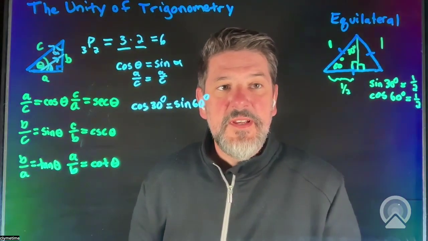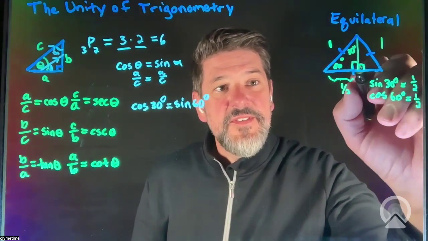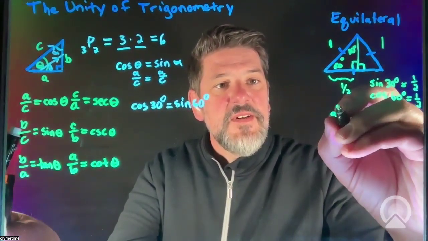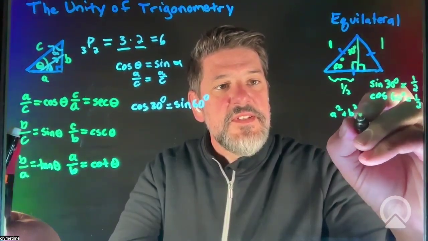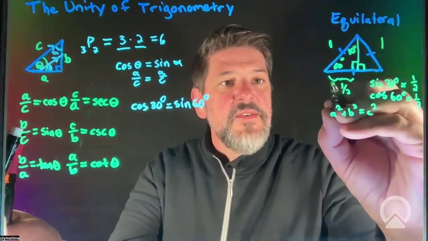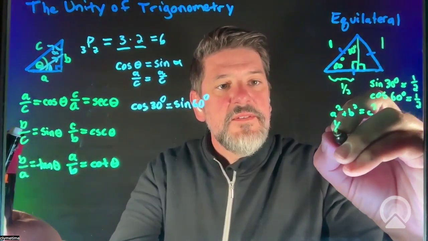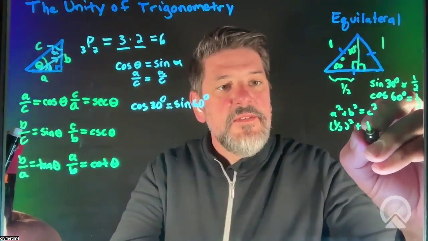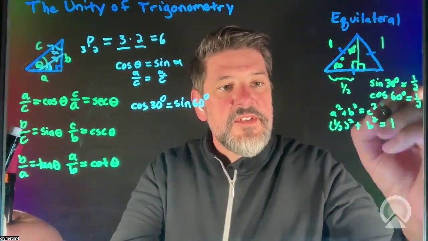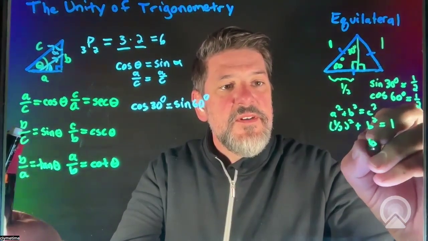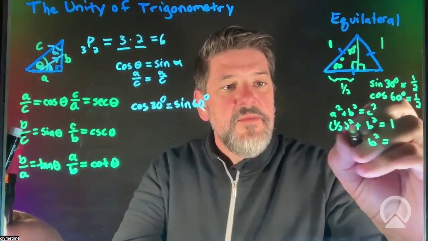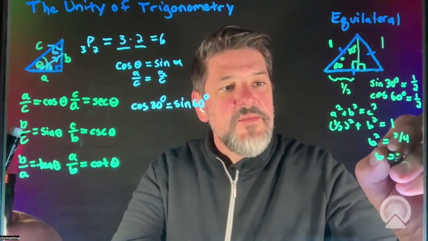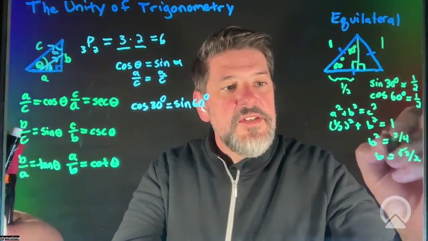Now I can use the Pythagorean theorem to find this side here. So let's do that real quick. The Pythagorean theorem says that a squared plus b squared is equal to c squared. And so I have 1/2 squared, and then I have b, which is the one I'm looking for, is equal to 1 squared, which is just 1. So therefore, b squared is going to equal 1 minus 1/4, which is 3/4. Take the square root of both sides, and so b is equal to the square root of 3 over 2.